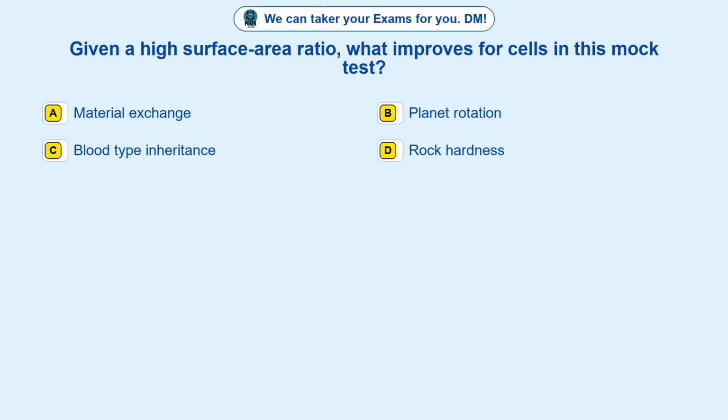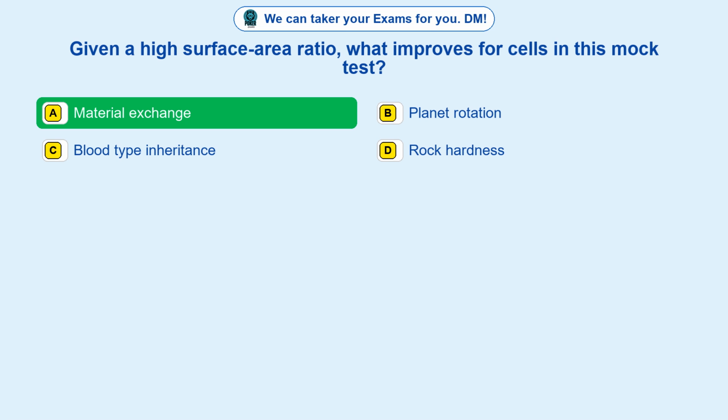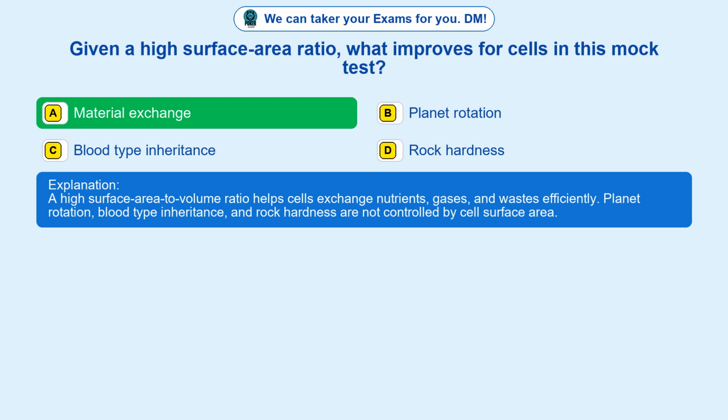Question 26. Given a high surface area ratio, what improves for cells in this mock test? Option A, material exchange. Option B, planet rotation. Option C, blood type inheritance. Option D, rock hardness. The correct answer is option A. Material exchange. A high surface area to volume ratio helps cells exchange nutrients, gases, and waste efficiently. Planet rotation, blood type inheritance, and rock hardness are not controlled by cell surface area.